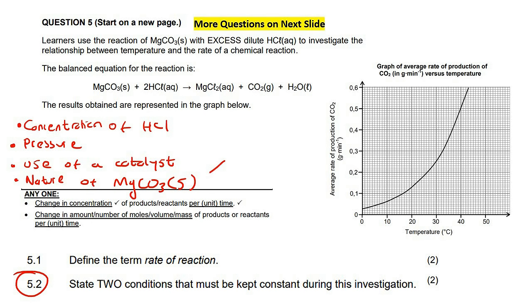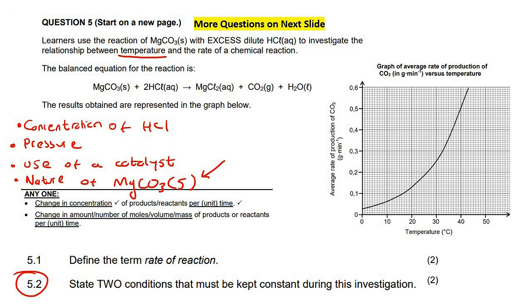And then if they decide what they're going to do with the MgCO3, either they're going to keep it as a big piece of solid or they're going to grind it up into a powder. They can choose whatever they want, but then they must keep it the same for all of the experiments. They mustn't change that. The only thing that's changing is the temperature.